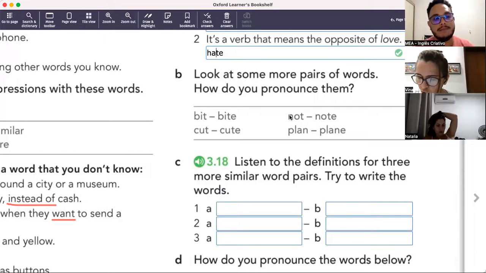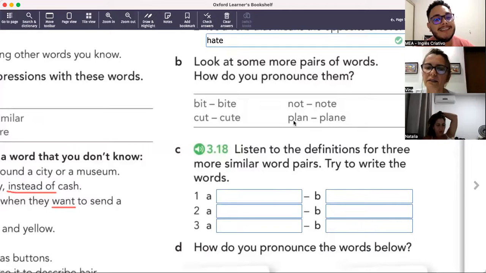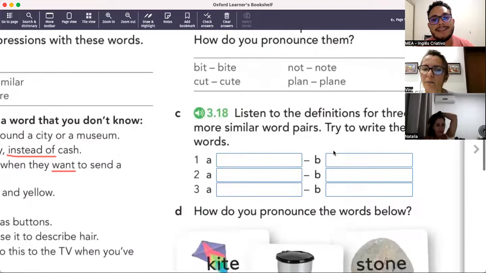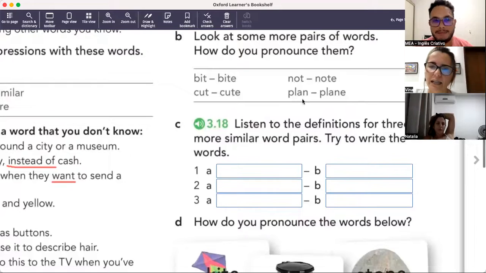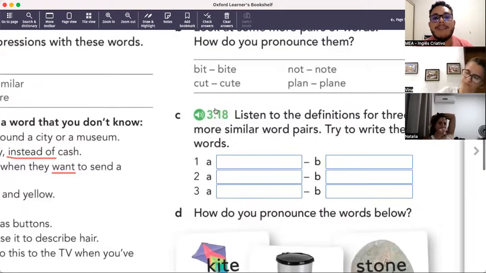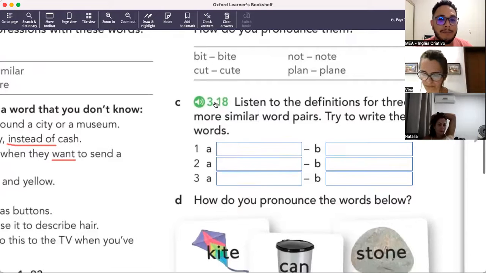Vina. Not. Note. Perfect. Plan. Plain. Plan. Plain. Okay. Perfect. Now, to finish the class, I promise.